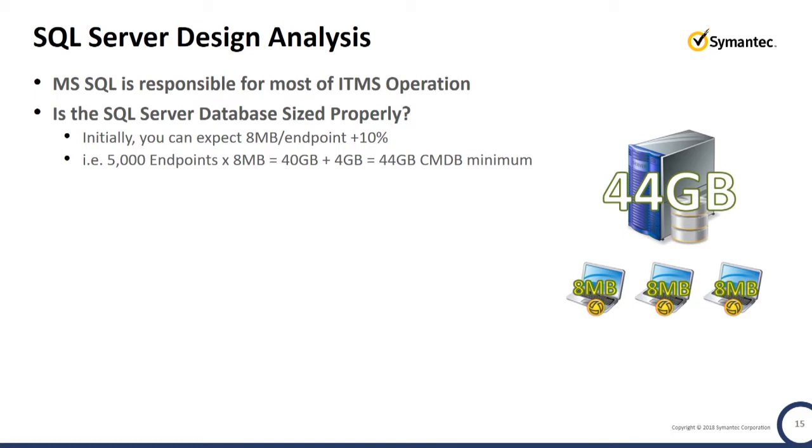So in our example here, 5,000 endpoints, 8 megs per agent on the initial load is 40 gigabytes plus 10%. You would start off with a 44 gigabyte database. Now, we obviously recommend that you don't use a percentage, but have a fixed expansion for your SQL in the settings. It seems to work a lot better. The performance is really good when it has to expand the database.